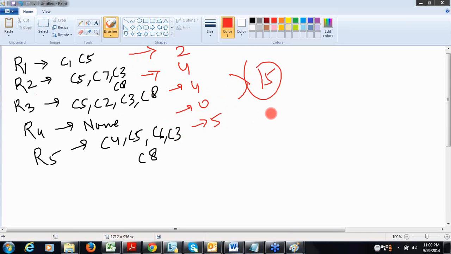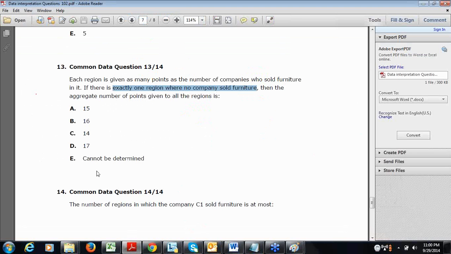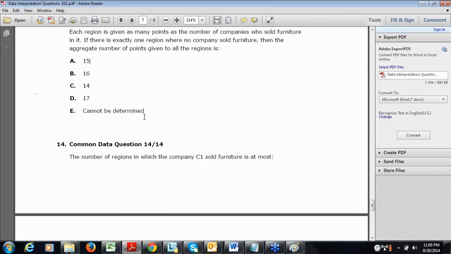Got it everybody, or does anyone still have a problem with this question? Okay, I believe everybody got this. So we have 15. So option A, we will go ahead and mark option A.